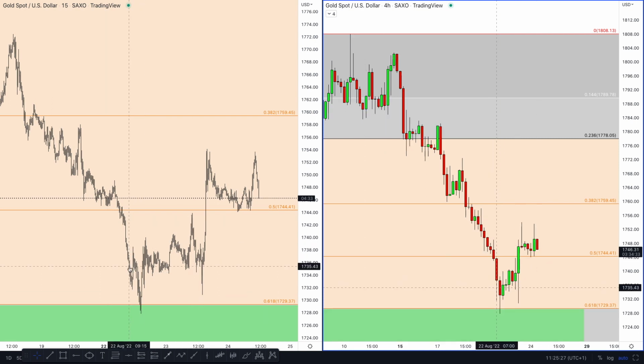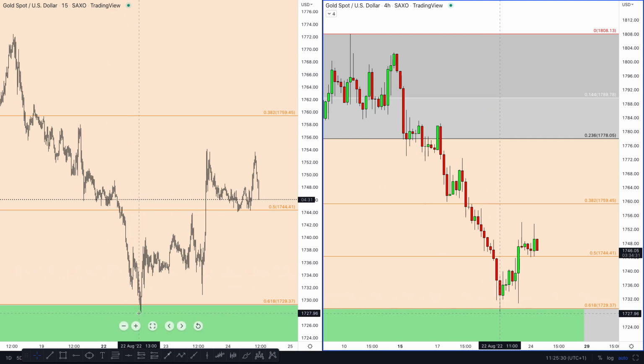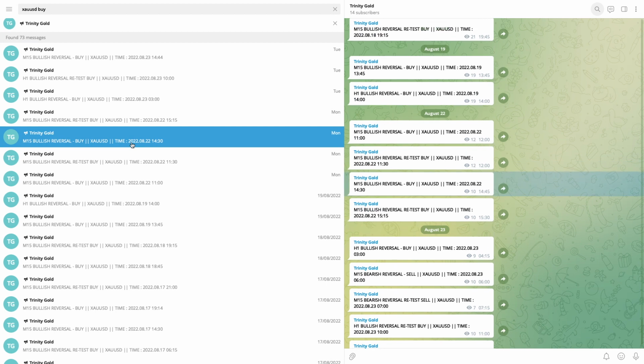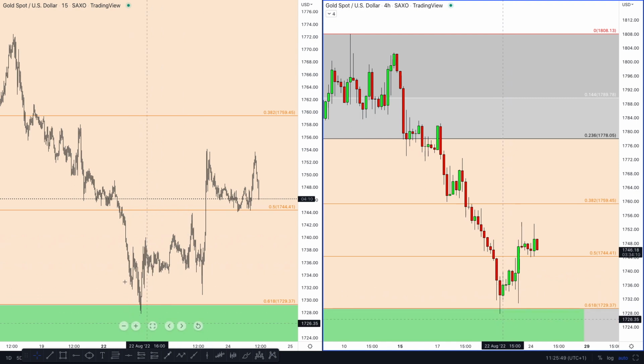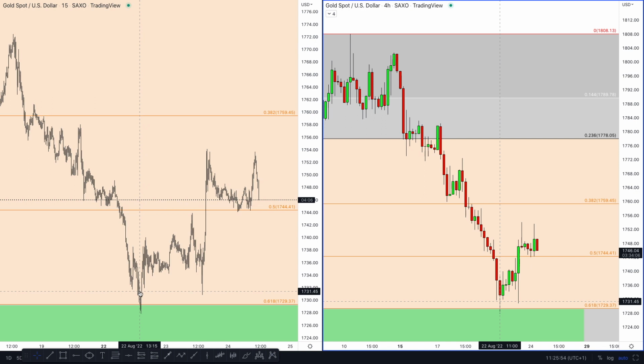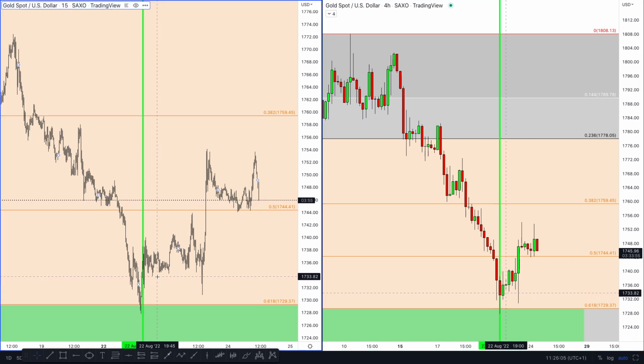Let's go back over to Trinity and look for a trade after the market has touched this area, which is 1 o'clock. So we had a 15-minute alert right here at 14:30. So that was 2:30, and then what we're going to do is just go back over to here and look for an alert at 2:30. There we go. So we had an alert right over here.